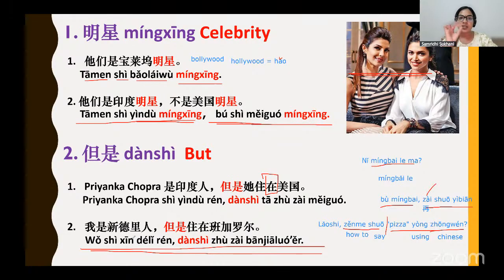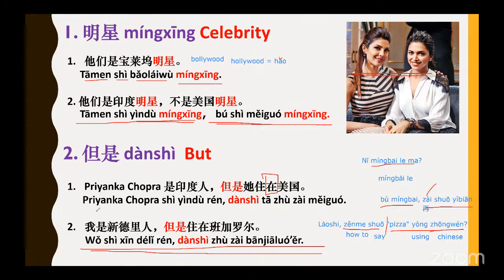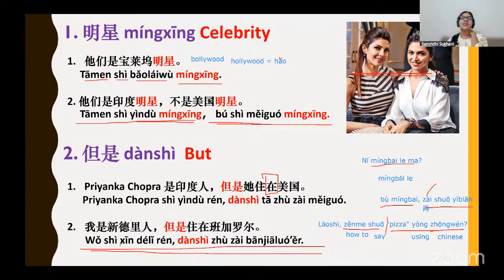It's like ch and z coming together. So it will only come out fluently once you practice a lot on your own while reading sentences. So please do a lot of reading and speaking practice at home. What does it mean, Wo shi Xindeli ren? Anybody? I'm a New Delhiite. Sorry, I'm a Delhiite.